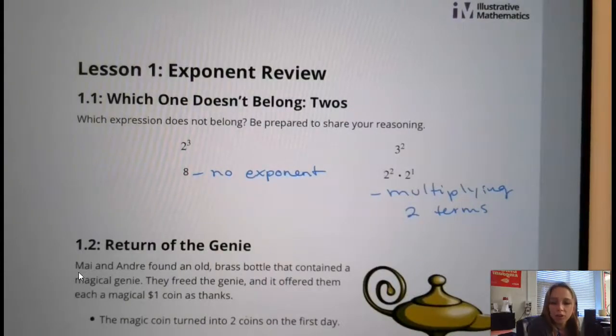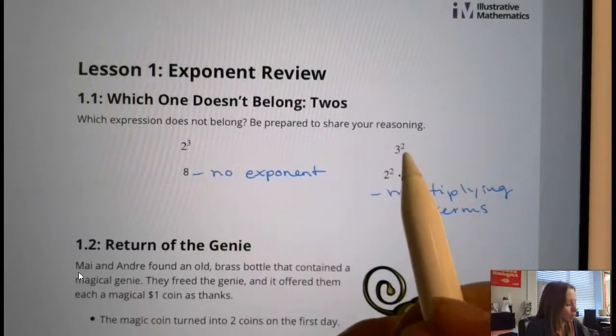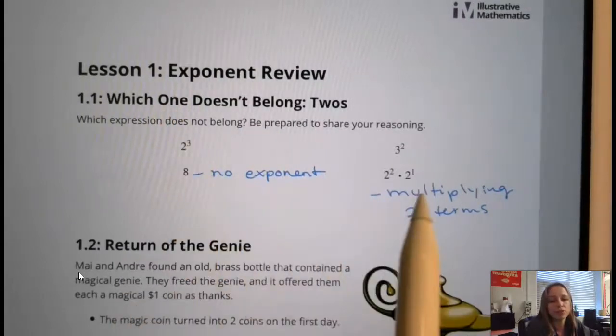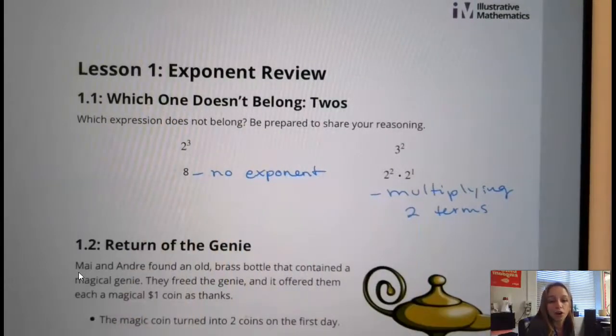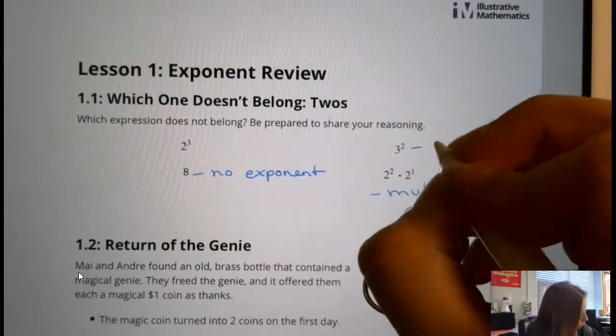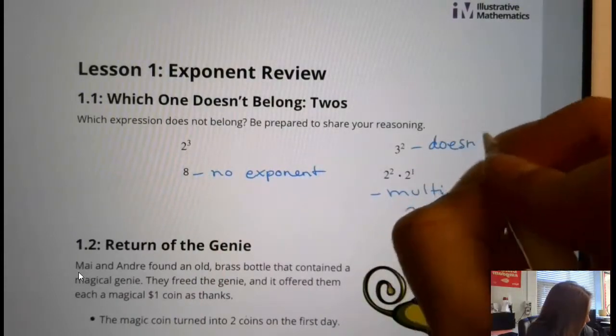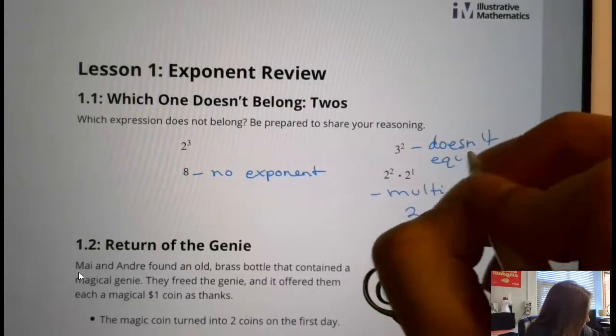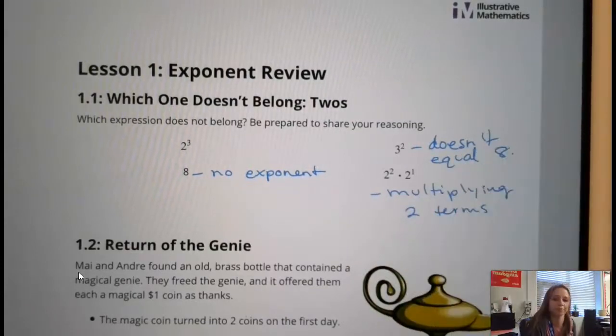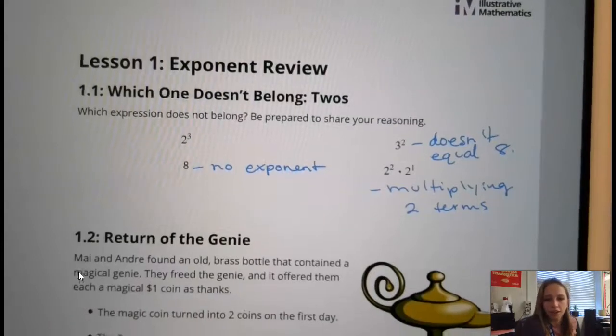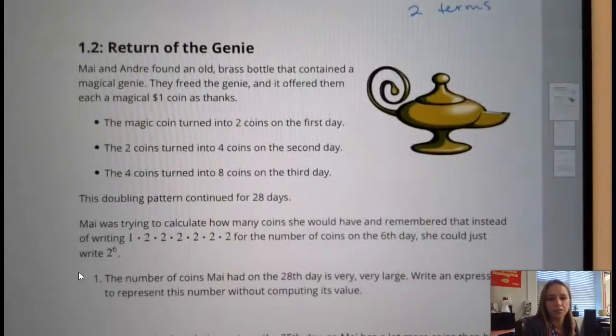All right, now this last one, if you were to simplify each of these expressions, all of them except this one would equal 8. So if you simplified these 3, they would all end up equaling 8 except this one. So it doesn't equal 8. Alright, so remember there's no right or wrong answers for that one. Alright, so now on to this next activity.